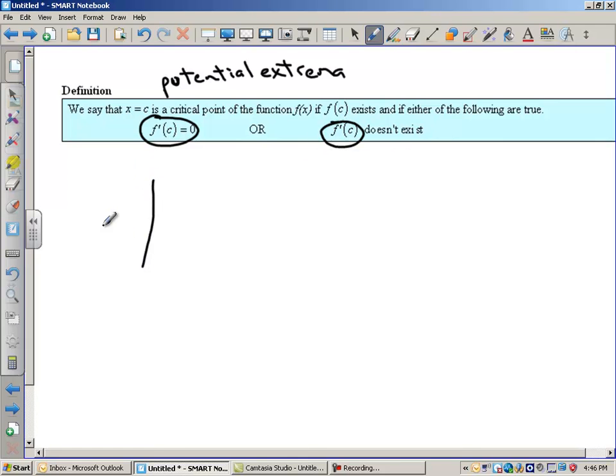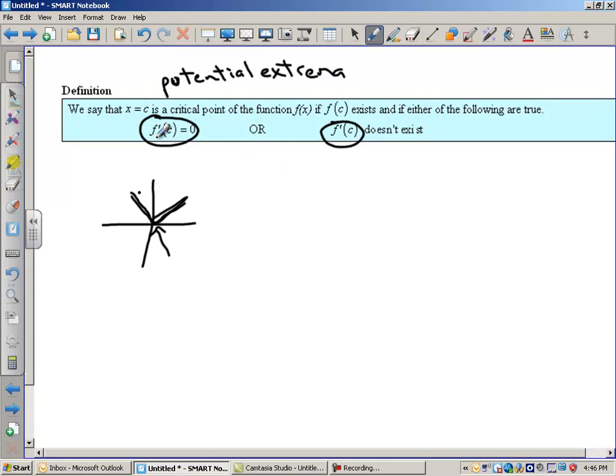So in other words, if I have our little V graph, that's a horrible V, Mr. G. I'm so sorry about that. But still, this is an absolute minimum and a relative minimum, and it happens where f prime does not exist.